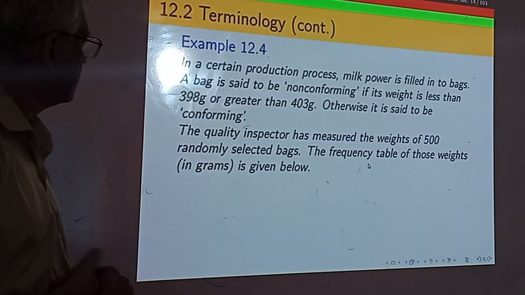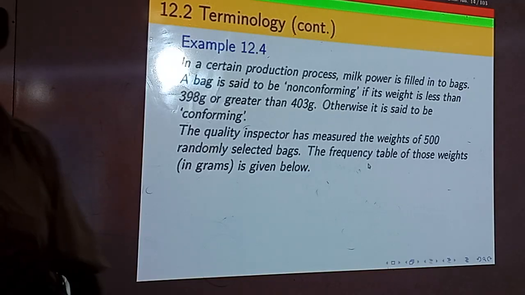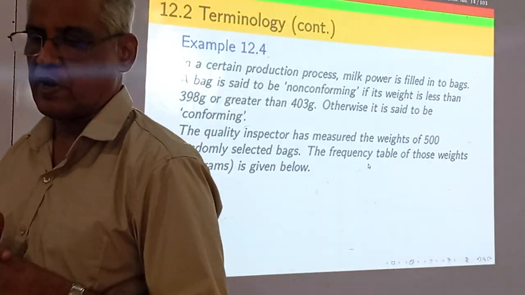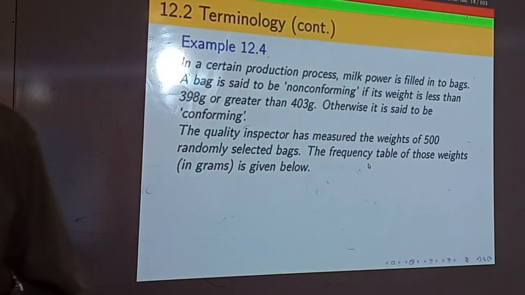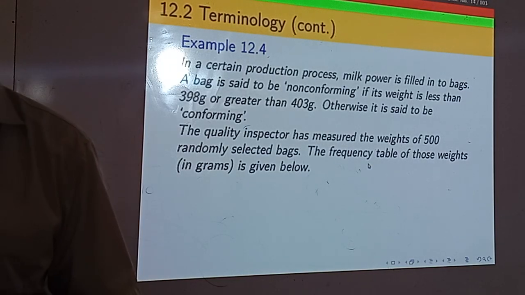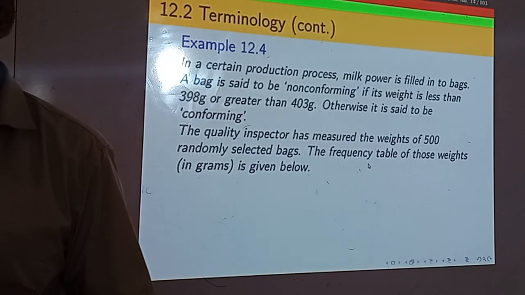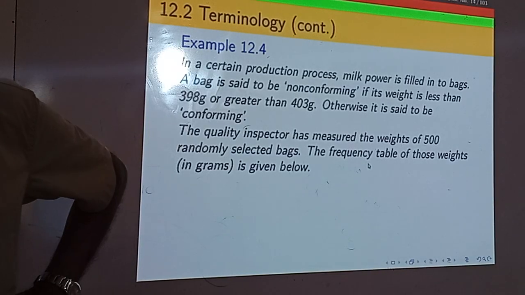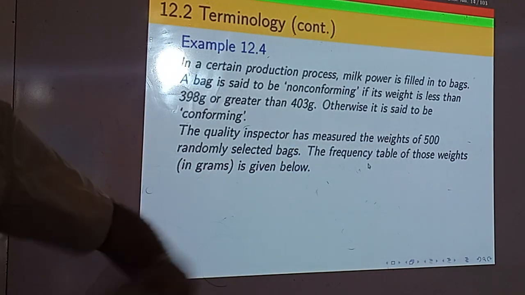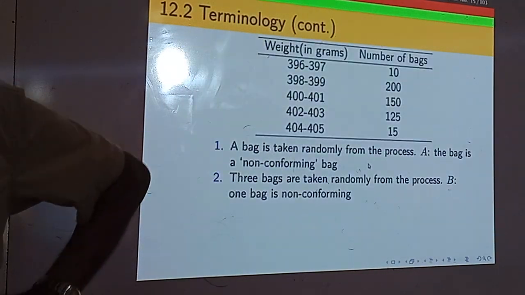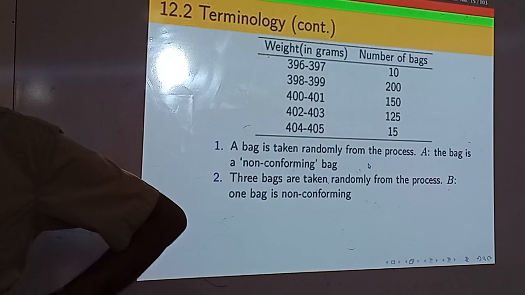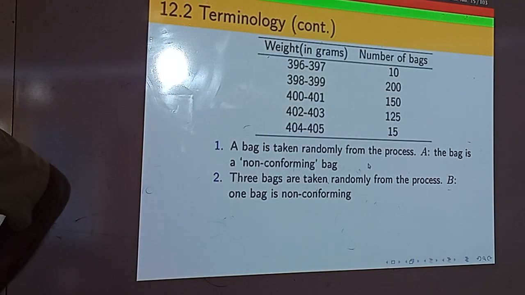So in a certain production process, milk powder is filled into bags. A bag is called a non-conforming bag if its weight is less than 398 grams or more than 403 grams, otherwise it is said to be conforming. They have measured 500 bags, but we are not given the actual weights, we are given a frequency table here. Based on that, these questions have been asked.